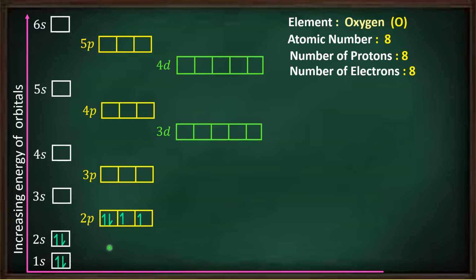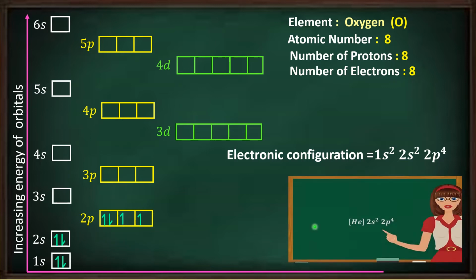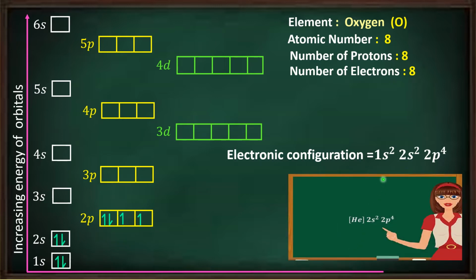Okay, so the electronic configuration of oxygen atom is 1s2, 2s2. In 2p we have 4 electrons. Otherwise you can write it as helium 2s2, 2p4. That is, before 2s2, 2p4 we have helium configuration. Okay.